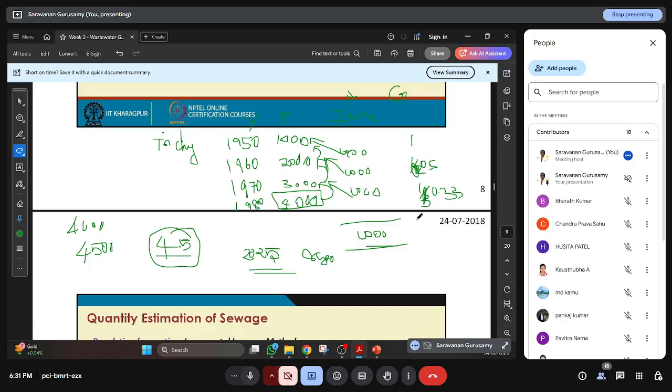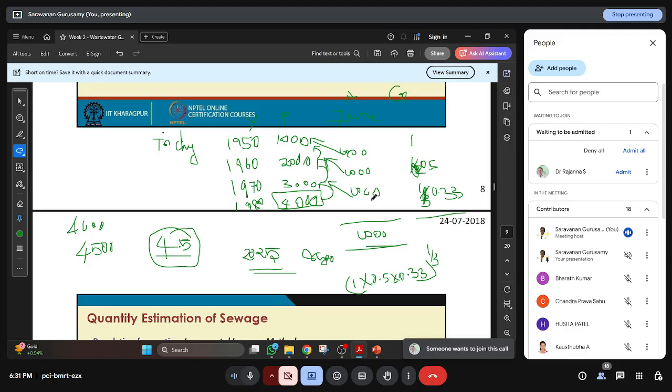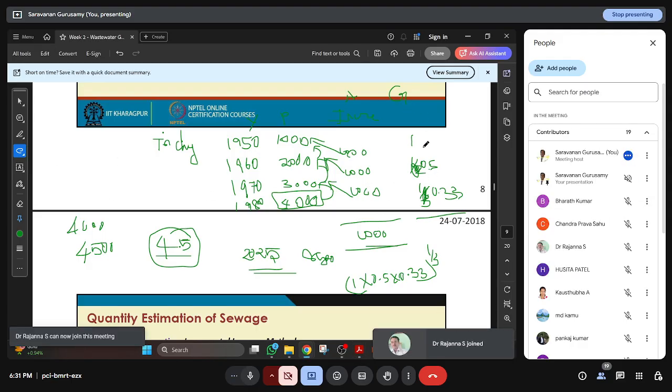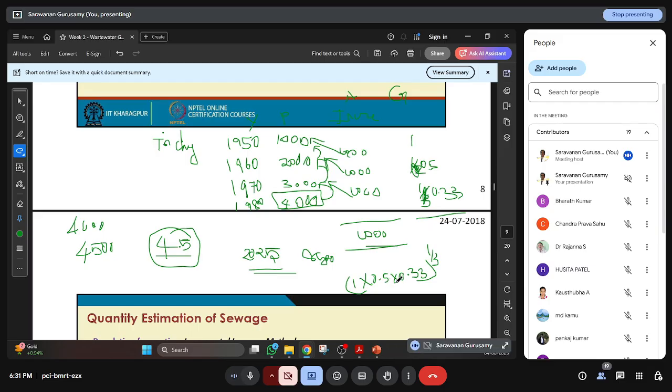So what is the average of this? Not the actual average, the geometric average you have to take. So 1 into 0.5 into 0.33, power 1 by 3. That is the geometric average. This is the arithmetic average: simply adding all and dividing by the total number. This is the geometric average: multiplying all, power 1 by that number. So 1 into 0.5 into 0.33, how much? You take the calculator and do it: 1 into 0.5 into 0.33 is 0.165, power 1 by 3 will give you 0.54. That much percentage increase in every decade.